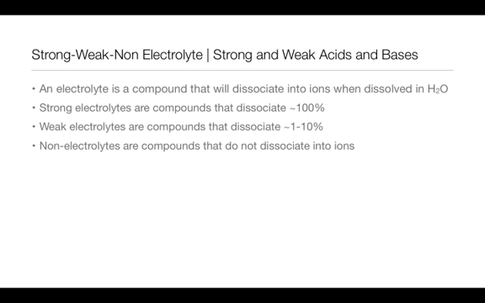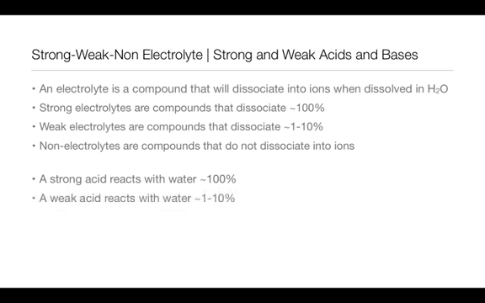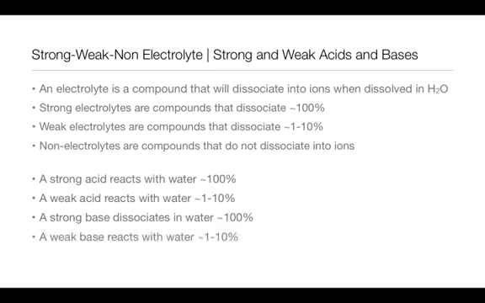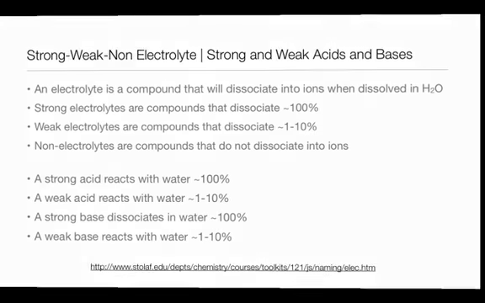These definitions for strong and weak electrolyte are important because they lead us to our definition of what we consider to be strong and weak acids and bases. A strong acid is going to be a compound that is going to react with water close to 100%. A weak acid is going to be a compound that's going to react with water approximately to 1 to 10% extent. A strong base is going to dissociate in water close to 100%. And a weak base is going to react with water to a much smaller extent, about 1 to 10%. So you see our definitions for strong and weak acids and bases follow this definition for strong and weak electrolytes.